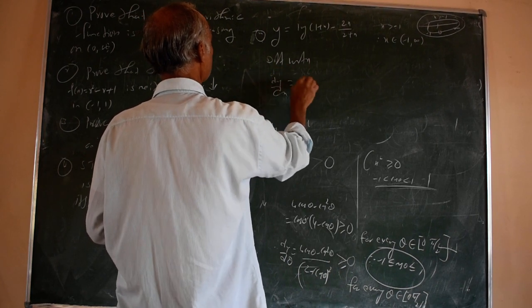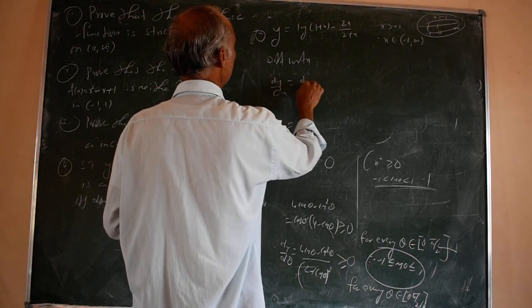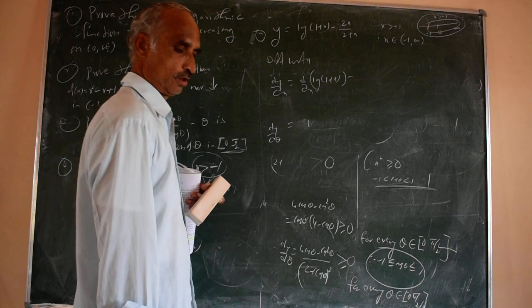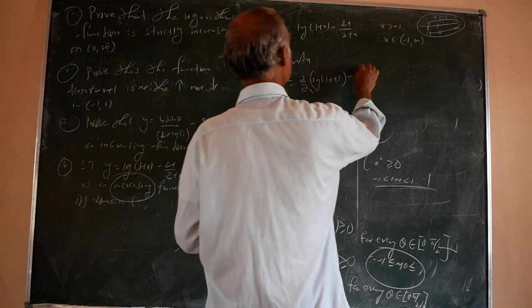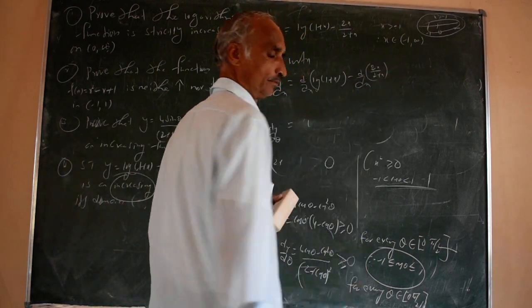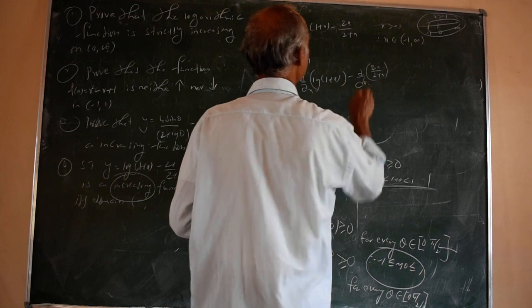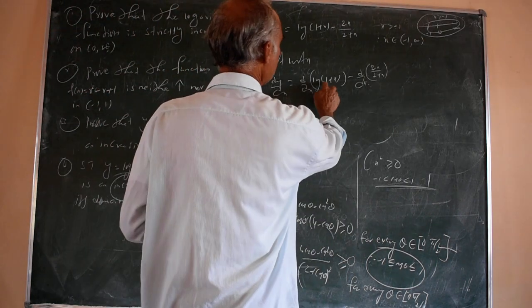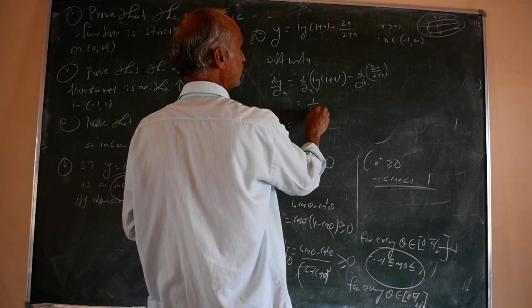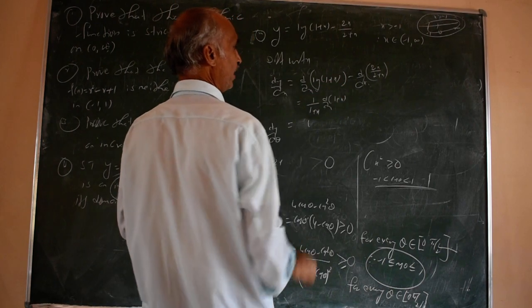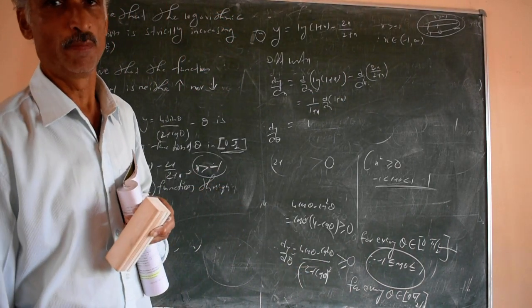dy by dx is equals to d by dx of log 1 plus x minus d by dx of 2x upon 2 plus x. Now log f of x differentiation is 1 upon f of x into d by dx of 1 plus x. Simply x is not there. If log x is there, then its differentiation is 1 by x.